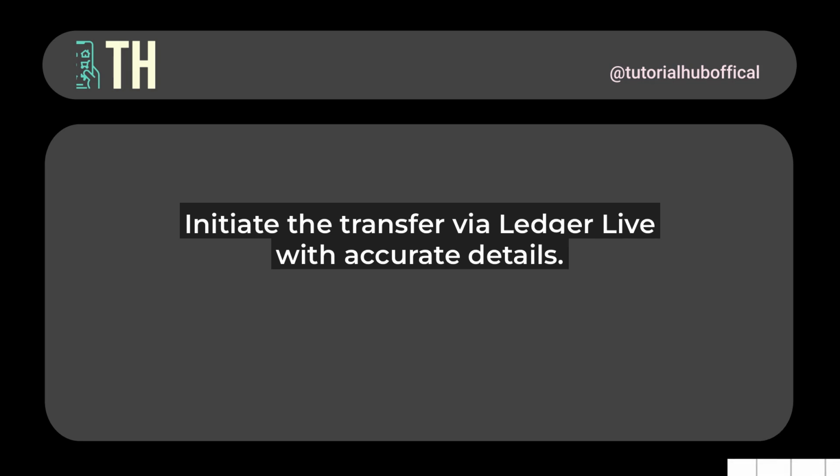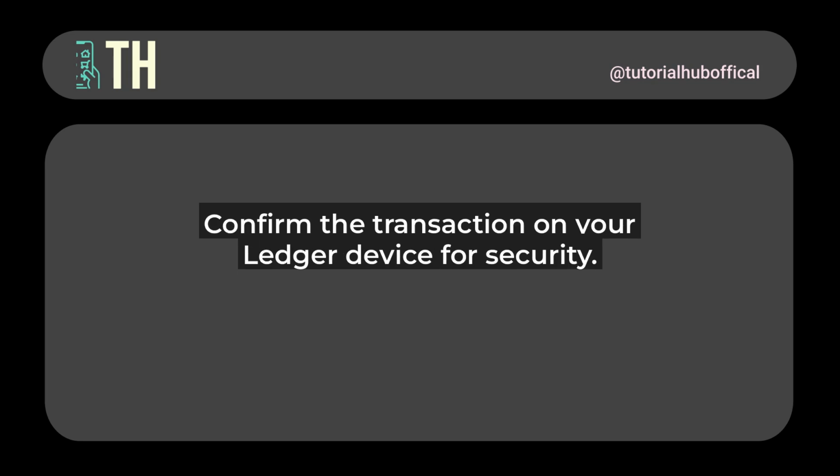Double-check everything. Wrong addresses can mean lost funds forever. Once you're set, confirm the transaction on your Ledger device by checking the screen and approving with your PIN. The transaction will hit the blockchain, and after a few minutes, or confirmations, your USDT should appear in your Gemini account. Remember, in 2025, crypto regulations might have evolved, so always verify fees and network congestion.